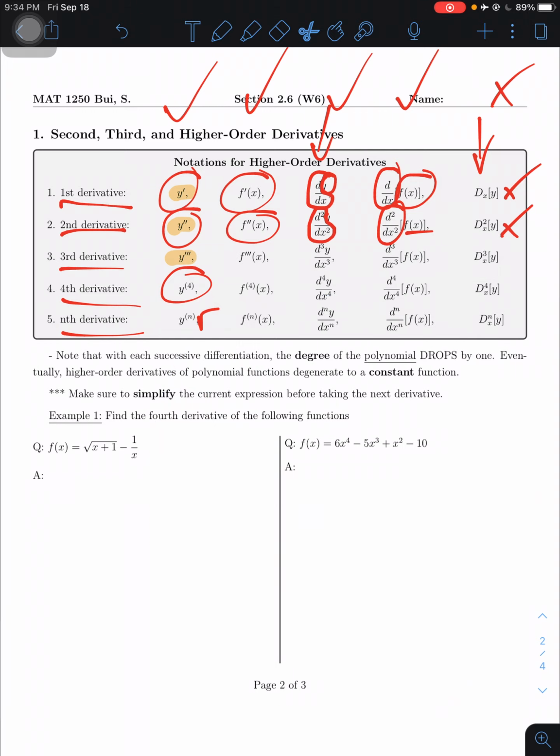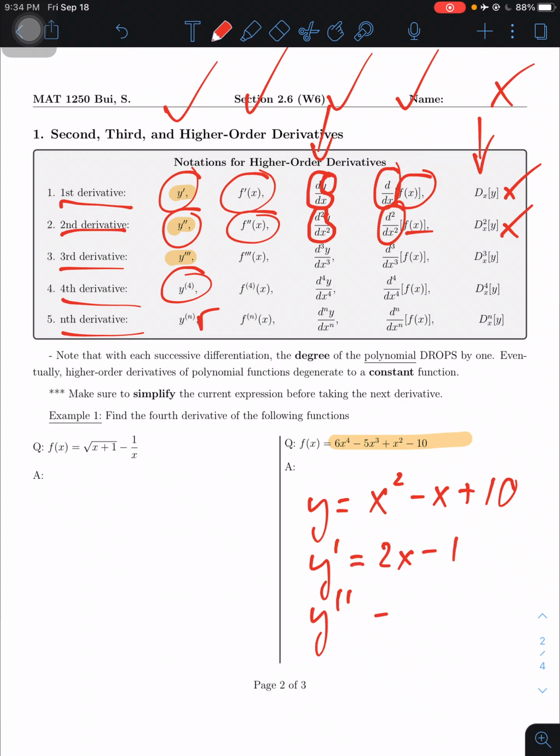Note that with each successive differentiation, the degree of the polynomial drops down by 1. Eventually, higher order derivatives of polynomial functions degenerate to a constant function. You will most likely see what it means by doing examples, but let me give you a quick example. Say I give you the function y equals x squared minus x plus 10. Then the first derivative equals 2x minus 1, and the second derivative equals only 2.